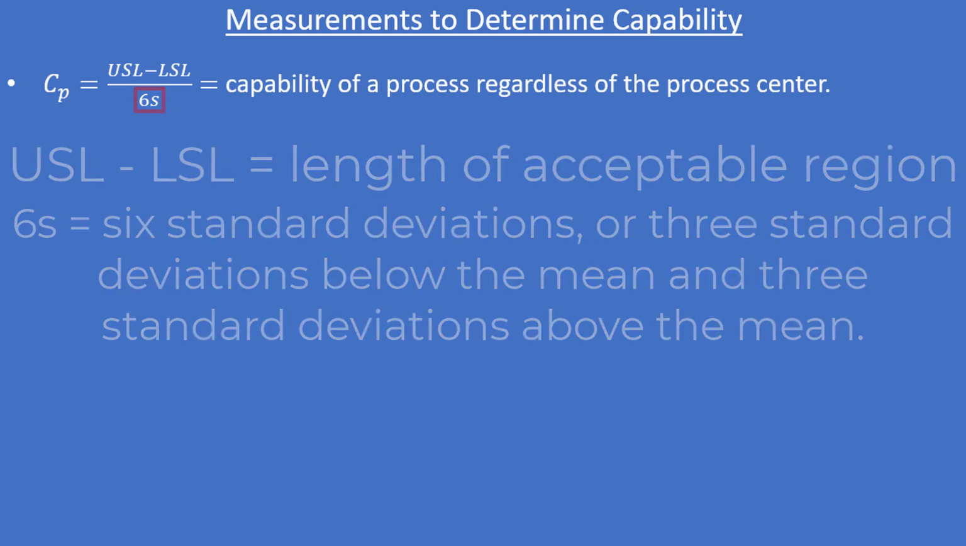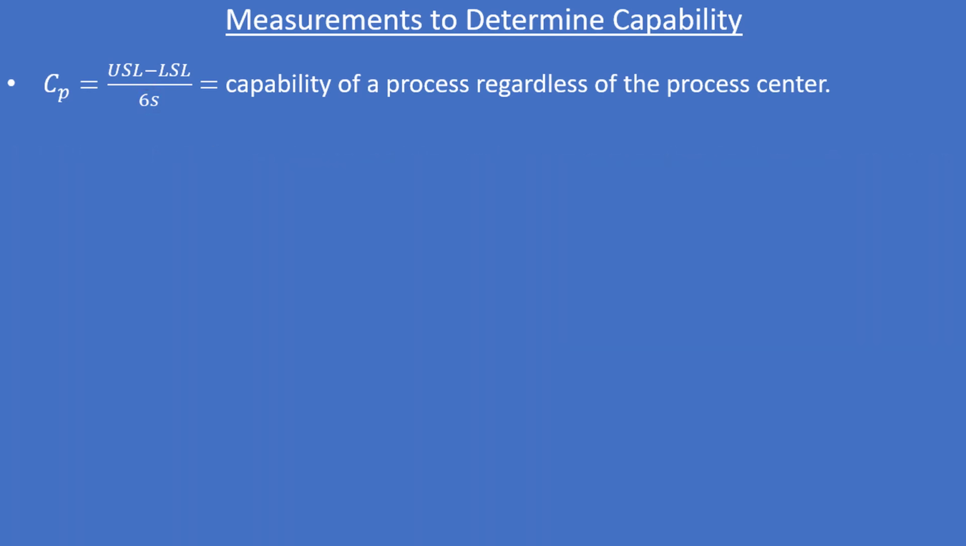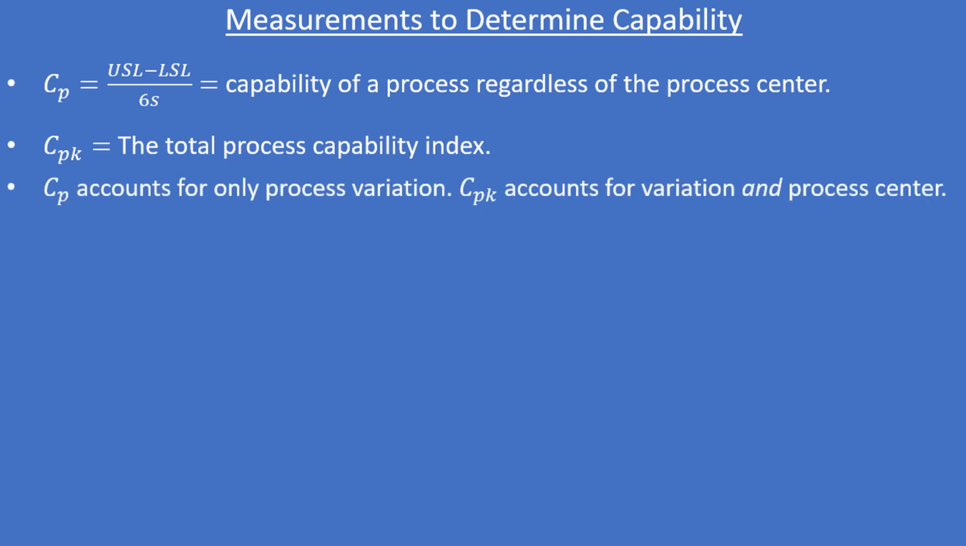It turns out that there is a more comprehensive measure of process capability than CP, and that is what is called CPK, the Total Process Capability Index. Whereas CP accounts for just process variation, CPK accounts for both process variation and the process mean or center. CPK considers that the LSL and USL might not be perfectly centered around the mean, as we discussed before. To find CPK, you must find the minimum of CPL and CPU.